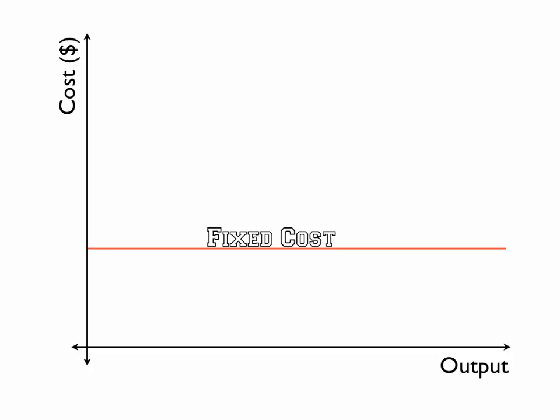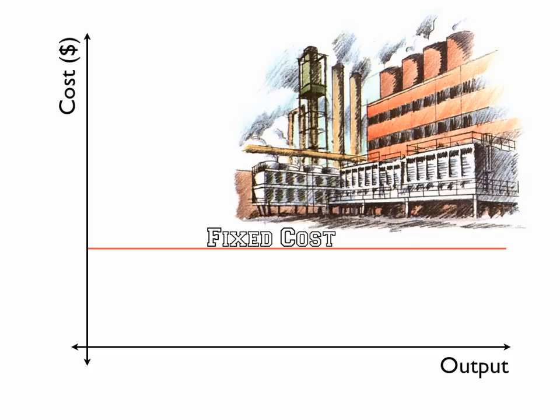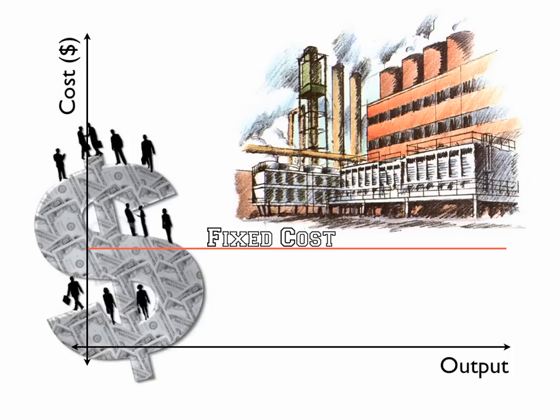Examples of this would be rent, so basically spaces for your storage or your factories, and salary, because you have to pay people to work for your company.